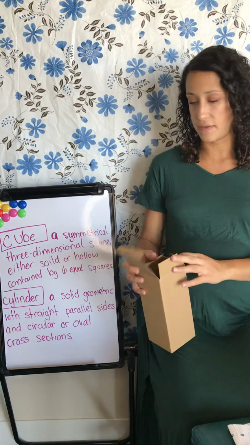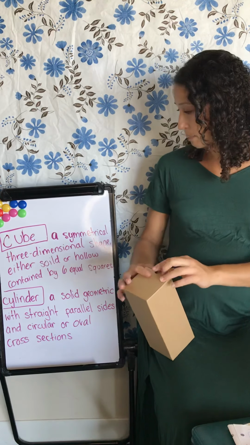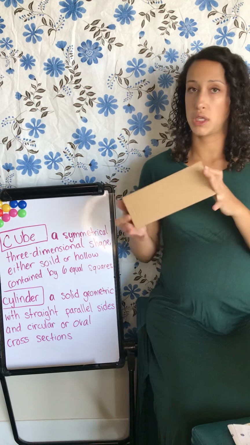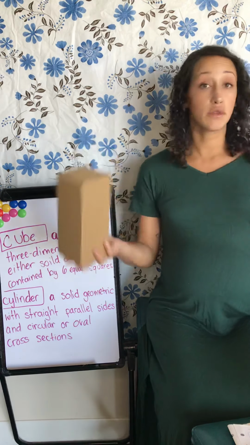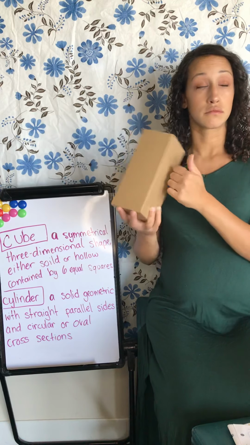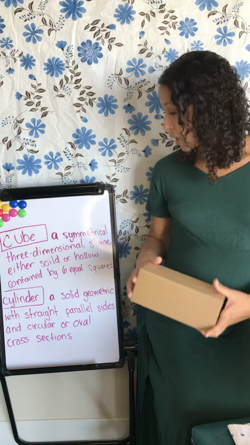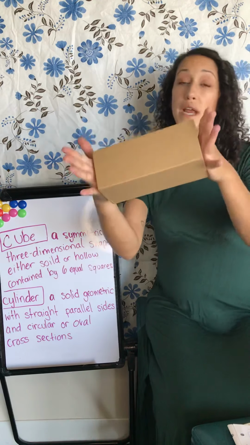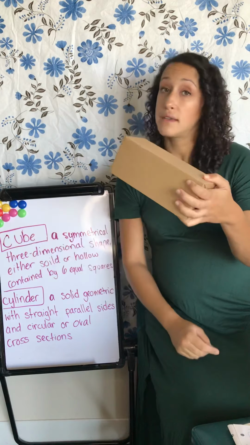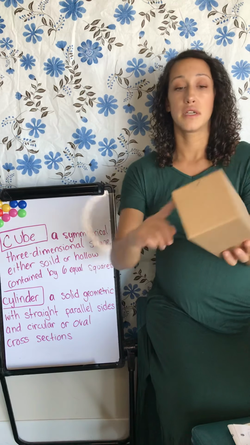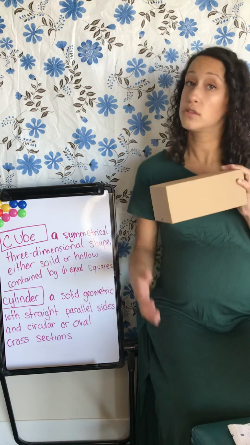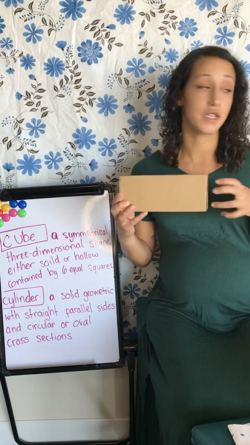Can this be a cube? Let's identify it. Let's see. Is it symmetrical? No, it's not the same on every side. Is it three-dimensional though? Yeah, it is. Is it hollow or solid? Yeah, it's hollow. Is it contained by 6 equal squares? That's where you got to think about it. This is not. We have 2 squares, and then we have 4 long rectangles. Is that in our definition? No, so this cannot be a cube.